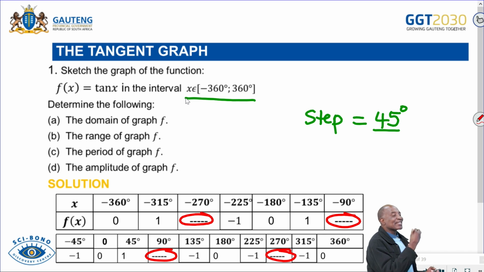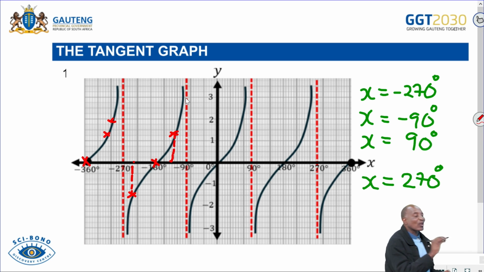So those are defined as lines of asymptotes. Our graph will always get closer and closer to those lines, but will never cross them. So the tangent graph also has its own period. Its period appears in two forms. You'll realize that there are lines of asymptotes. They will appear after a certain number of degrees.